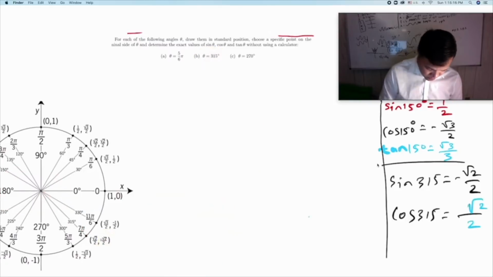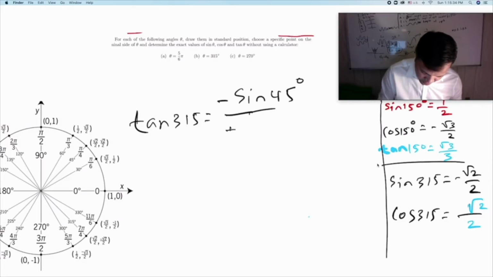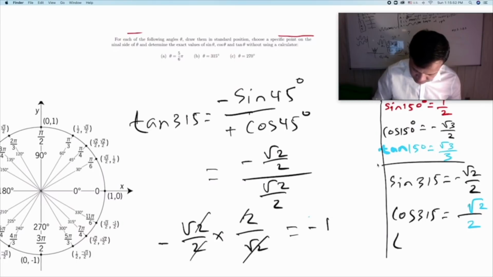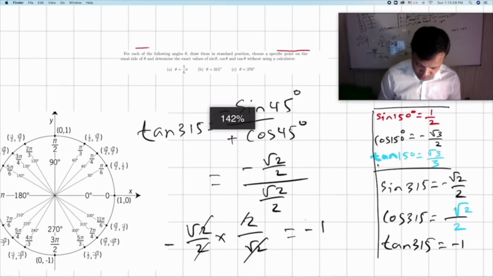So tangent 315 is equal to negative sine 45 degrees over positive cosine 45 degrees. We already know negative sine 45 degrees is negative square root of 2 over 2, and positive cosine is square root of 2 over 2. Square root of 2 over 2 times 2 over square root of 2: this cancels, this cancels, so negative 1. So tangent 315 is equal to negative 1. Okay, we're almost done. Now we're going to do the last one.